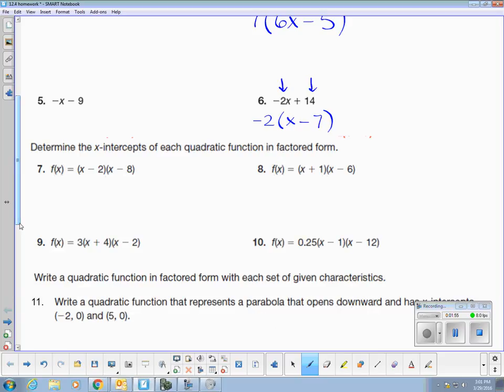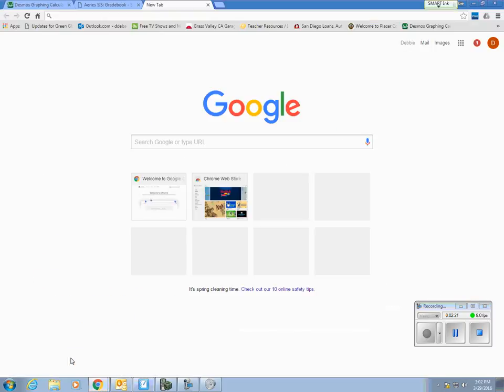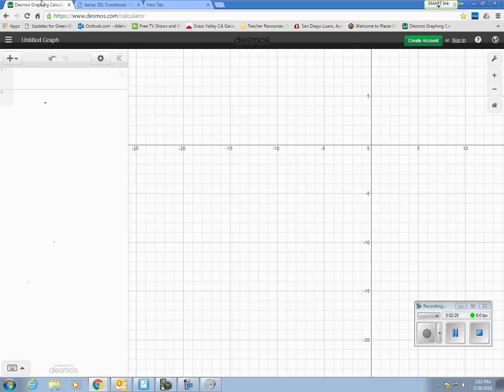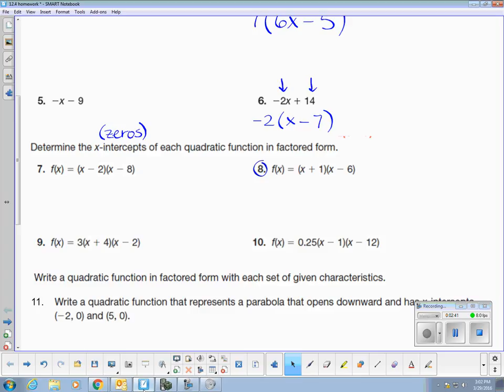All right, to determine the x-intercepts, another word for the x-intercepts is the zeros. To determine those, I'm going to use Desmos today to help me identify my zeros or my x-intercepts. So we're going to start with problem number 8, and let's pull up Desmos. I have x plus 1, x minus 6. Let's just make sure: x plus 1, x minus 6.